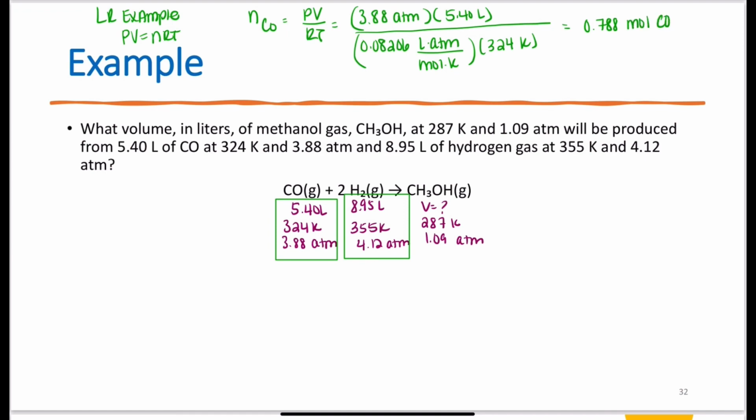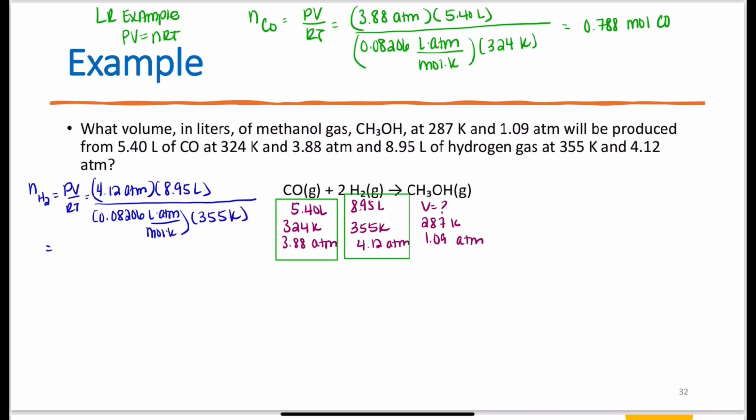Do the same thing for the H2 gas. Number of moles of H2. My pressure is 4.12 atmosphere. My volume is 8.95 liters. Gas constant 0.08206 liter atmosphere per mole K. Temperature 355 K. My number of moles here, 1.27 moles of H2. Now students want to compare the two numbers right here.